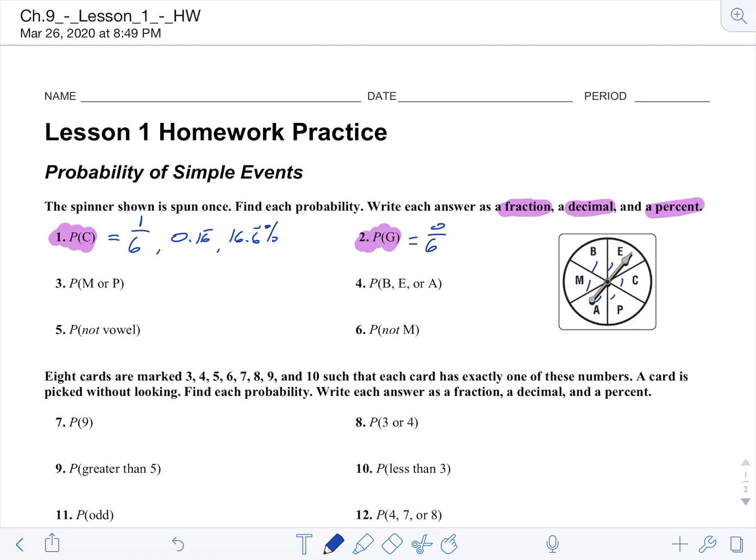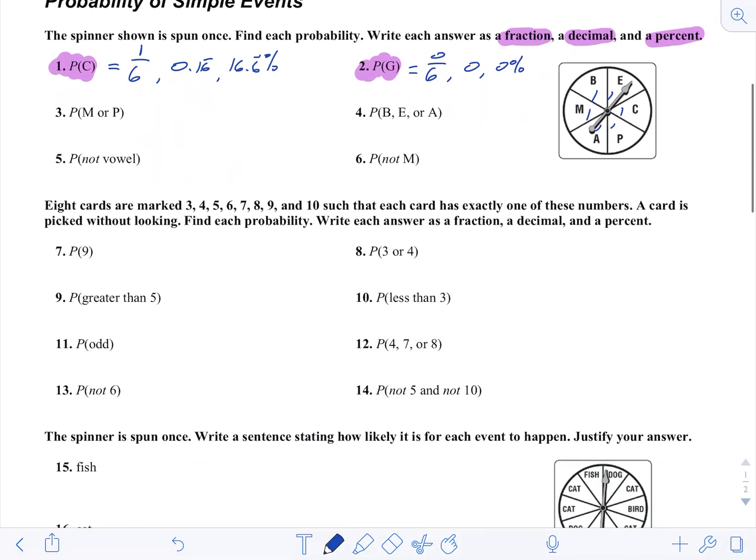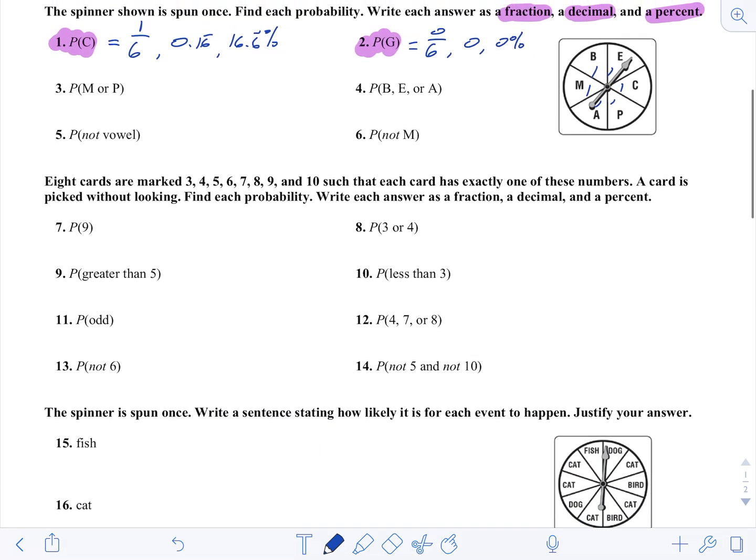0 out of 6. It is impossible. There's no chance. I could spin the spinner 1,000 times and I will never land on a G because there's not a G on the spinner. So therefore 0 out of 6 would be my fraction. As a decimal, that's just 0. And as a percent, it would be 0%. That's how you would solve a problem like that.